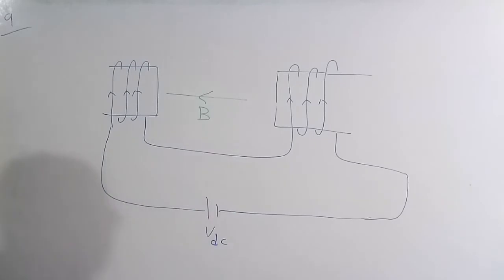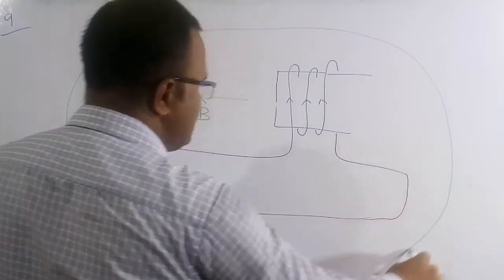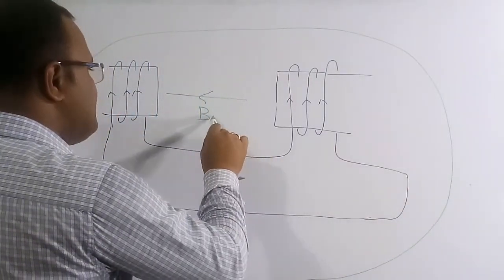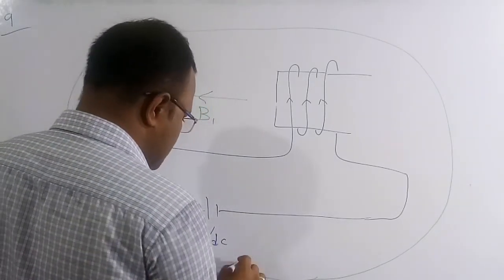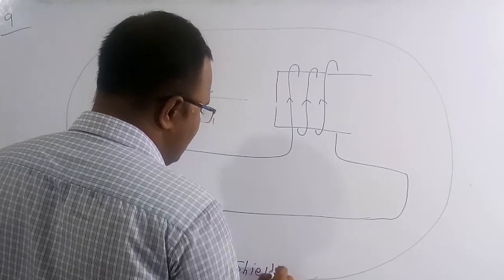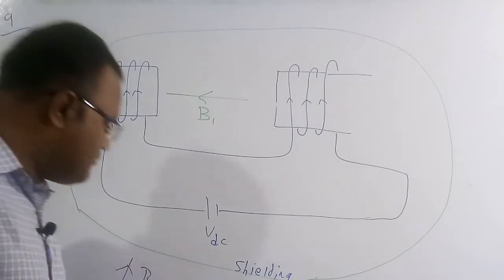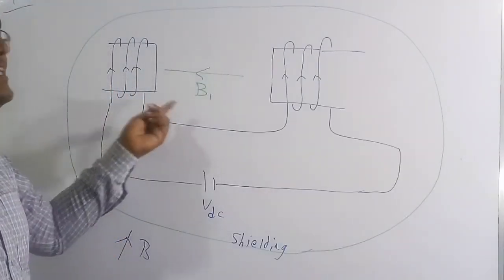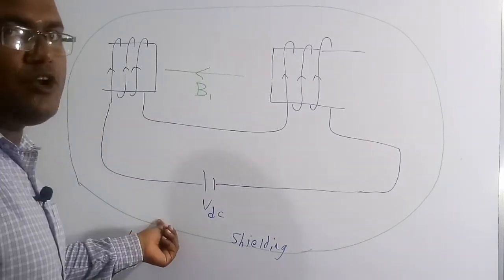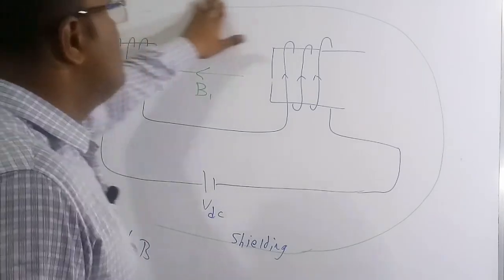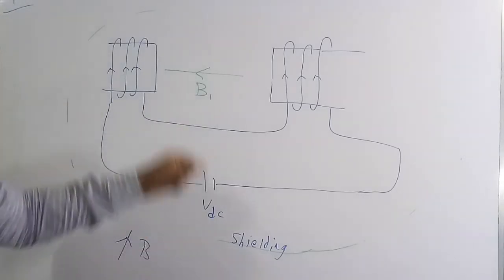But what happens now, suppose shielding is provided. Shielding means protection. Let me assume the magnetic field which is present inside is B1. If you provide a shielding here, the external magnetic field is not going to enter inside the meter, so nothing is going to happen. But in the question they have mentioned the shielding is not provided, meaning there is no shielding effect. So now the external magnetic field can affect the internal magnetic field.